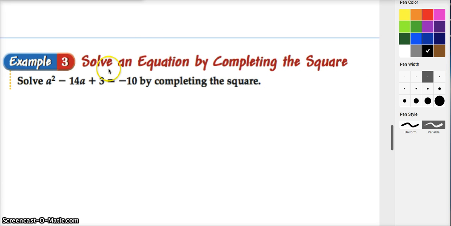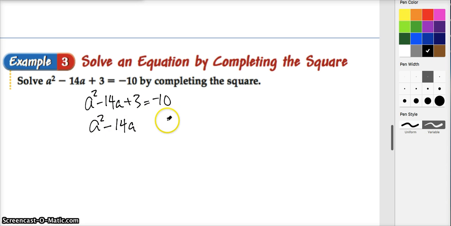So in this example, they ask us to solve by completing the square. But if you notice over here, I don't have a perfect square trinomial. I'm going to have to make one. Please pay attention to this example. So I start off with a squared minus 14a plus 3 equals negative 10. The first thing I do is take the constant term and move it over to the other side. So my equation looks like this. A squared minus 14a, move that constant over to the other side, negative 3 gives me a negative 13.